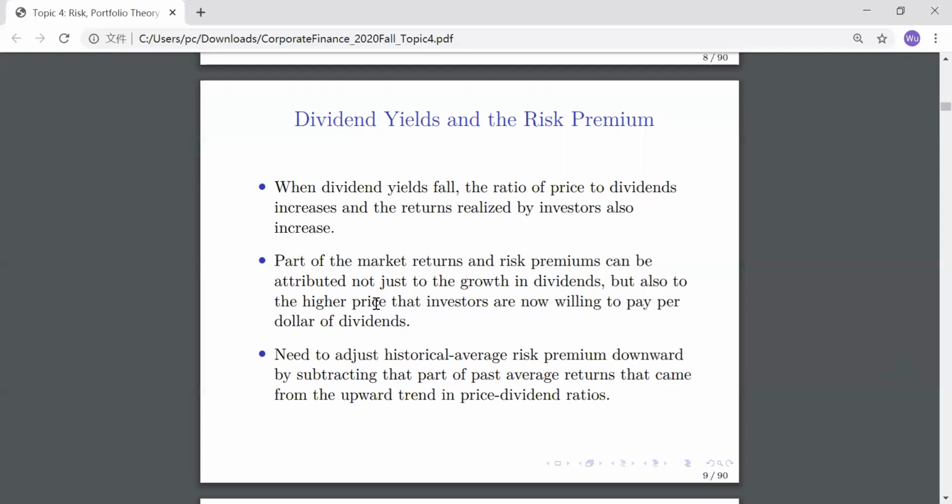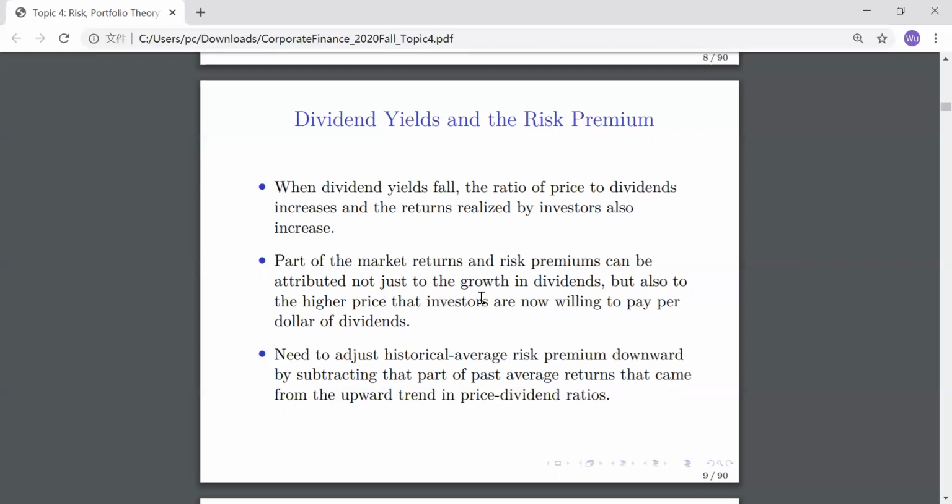The reason why we do this is that we want the historical average to better reflect the fundamental. But it seems that the fundamental is going down, so we need to adjust this to better reflect the fundamental. Now, how do we adjust this? We need to adjust this historical risk premium downward by subtracting that part of past average returns that came from the upward trend in the price dividend ratio, which is the fact that there are higher returns and higher risk premiums because investors are willing to pay a higher price per dollar of dividends.